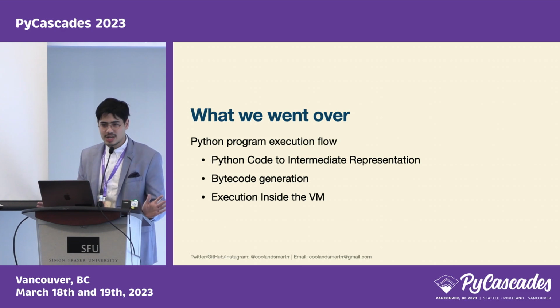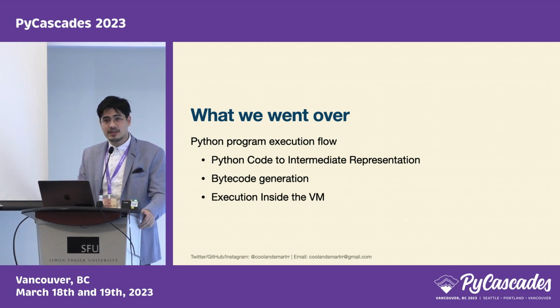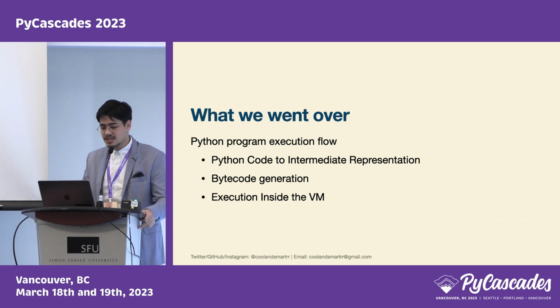So what do we go over? We went over the Python execution flow. We saw how Python code is converted into an intermediate representation. We saw how bytecode is generated. And we saw what happens in the virtual machine.